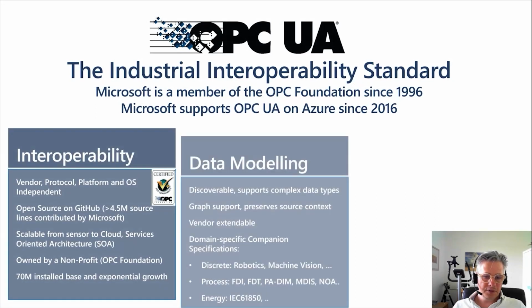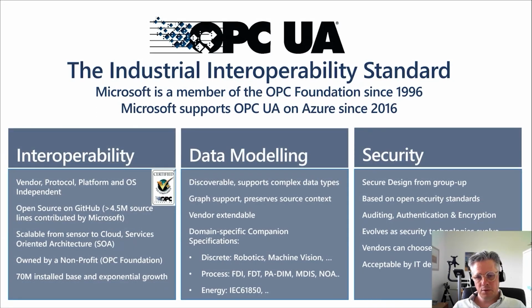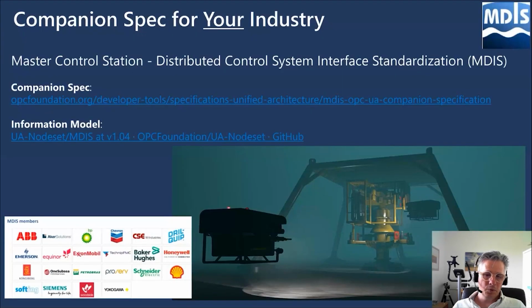So, first of all, obviously, we're here on OPC Day. OPC UA is the industrial interoperability standard that Microsoft's been supporting from the start, and we've been putting OPC UA into our Azure products since 2016. The reason why we think OPC UA is so important is because it gives you interoperability, an open, extensible data model, and best-in-class security, which is really important also when you're talking about cloud applications.